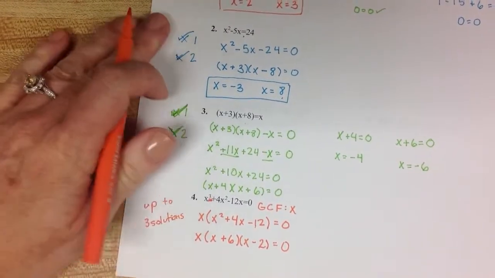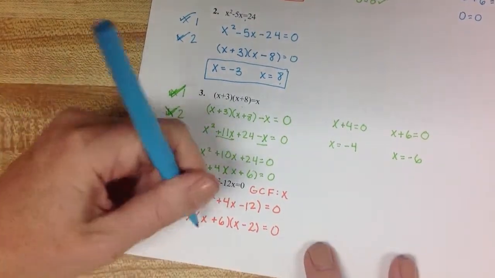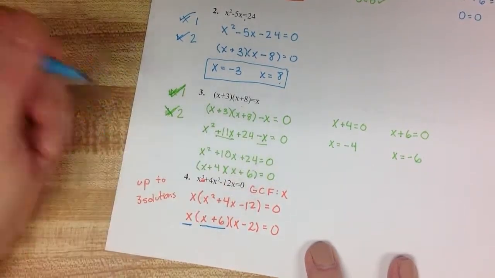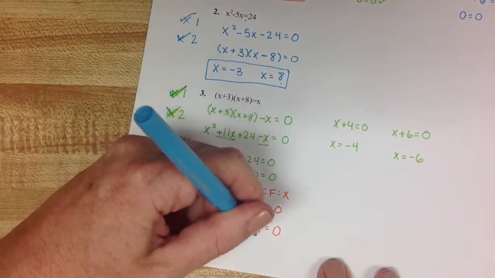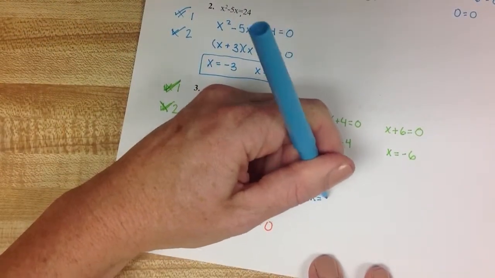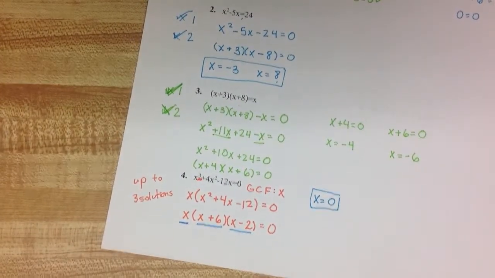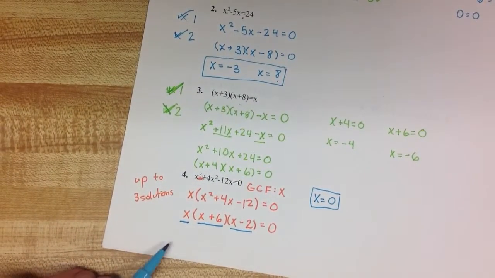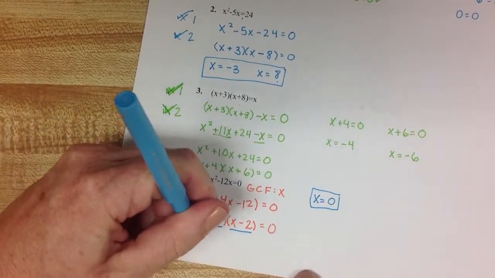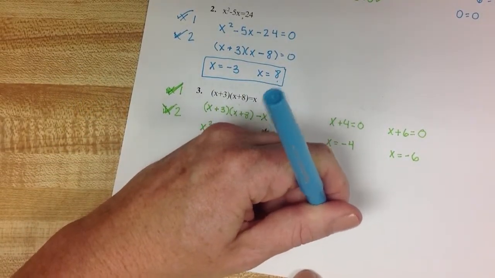Now in this equation, I have 3 different factors that all need to be set equal to 0. This x term, the x plus 6 term, and the x minus 2 term. So x equal to 0, I set it equal to 0, it gives me my first solution without having to do any extra algebra. When I set the x plus 6 equal to 0, I'm going to get x equals negative 6.